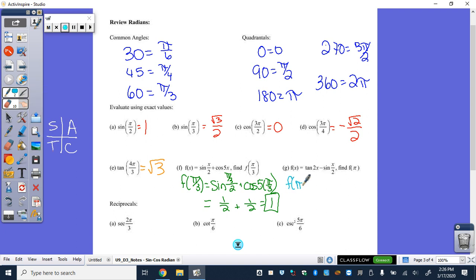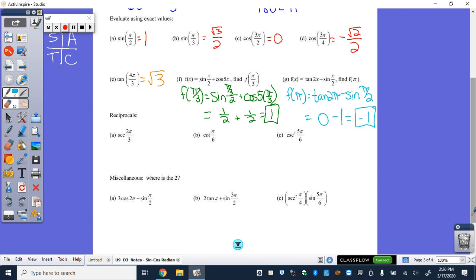So this time we're going with a quadrantal. We're just using pi. So tangent of 2 pi, which is our 360, would be 0. And then sine of 90 is 1. So that gives me a negative 1/2.